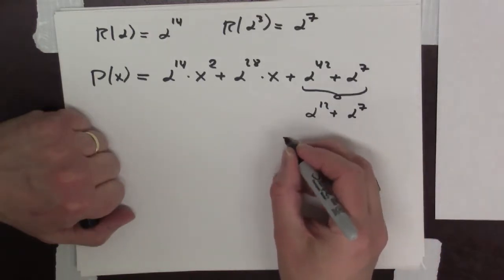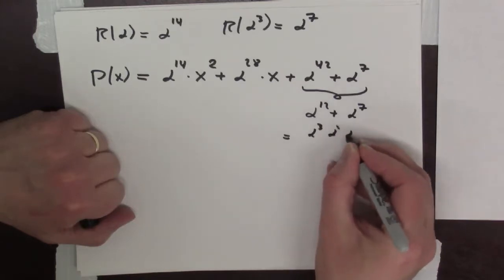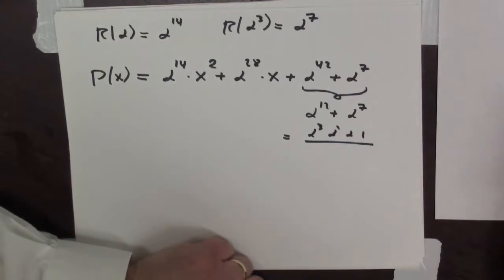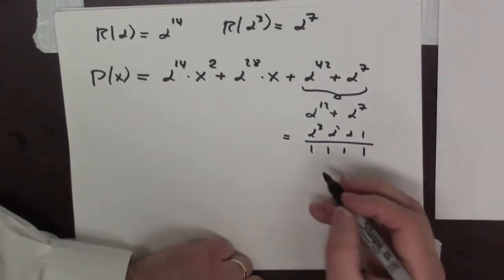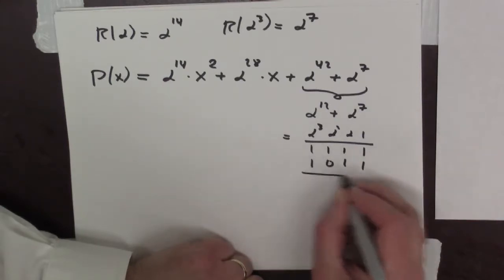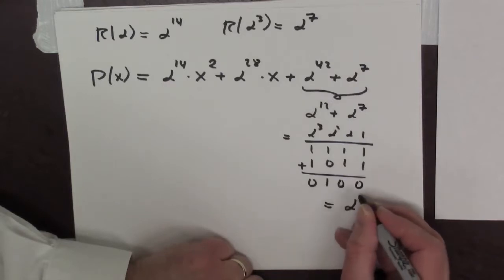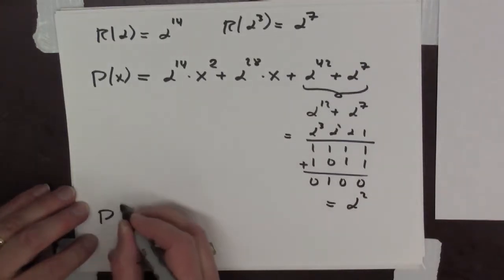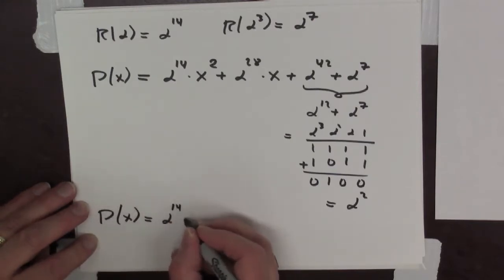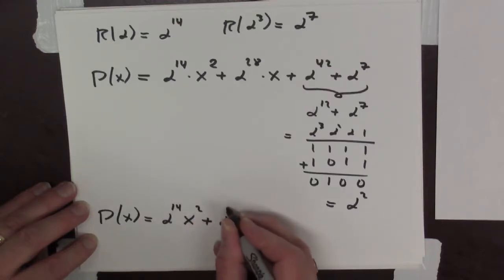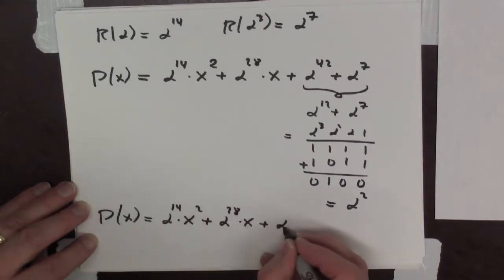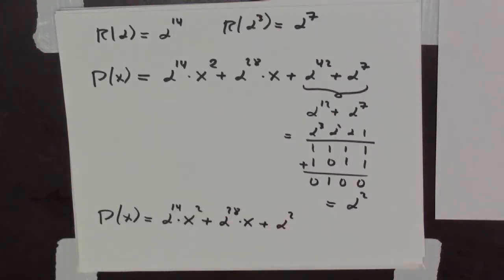If you just look at this very quickly, alpha to the 12 is 1, 1, 1, 1. Alpha to the 7 is 1, 0, 1, 1. If I sum that up, I get 0, 1, 0, 0. So this is equal to alpha squared. So P of x is alpha to the 14 x squared plus alpha to the 28 x plus alpha squared. You look at this and you realize this is not the zero polynomial, so errors did occur. This does not have x equal to 0 as a root, so hence we know that 2 errors occurred.